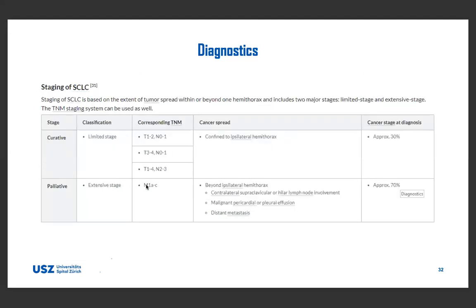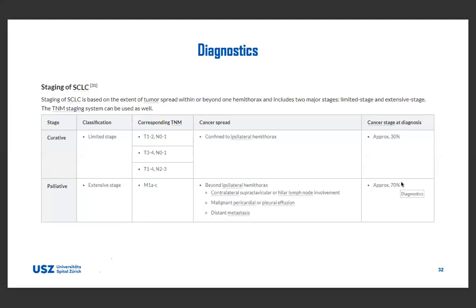For small cell lung cancer, we just have 2 different classifications. One we treat curative, where we try to heal the patient, and the second one where we try to reduce the symptoms and improve the quality of life. So if it's limited stage, we try to do intensive treatment, and this is the corresponding TNM stage. If it's T1 to 2 and N0 to 1, and no metastasis, in small cell lung cancer it's always limited stage. And as soon as we have metastasis, then it's palliative and extensive stage.